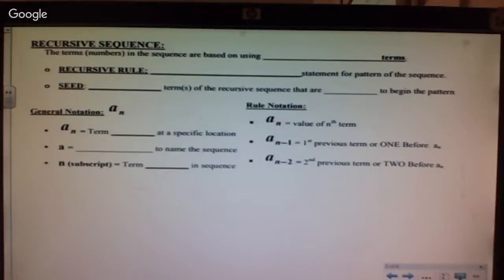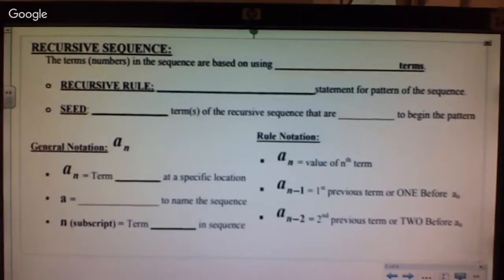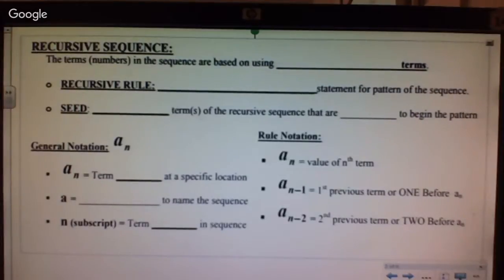All right. So, what do you really need to know and be able to do in this chapter? You need to be able to write what we call recursive sequences. A recursive sequence is one where the terms in the sequence are based on using previous terms.